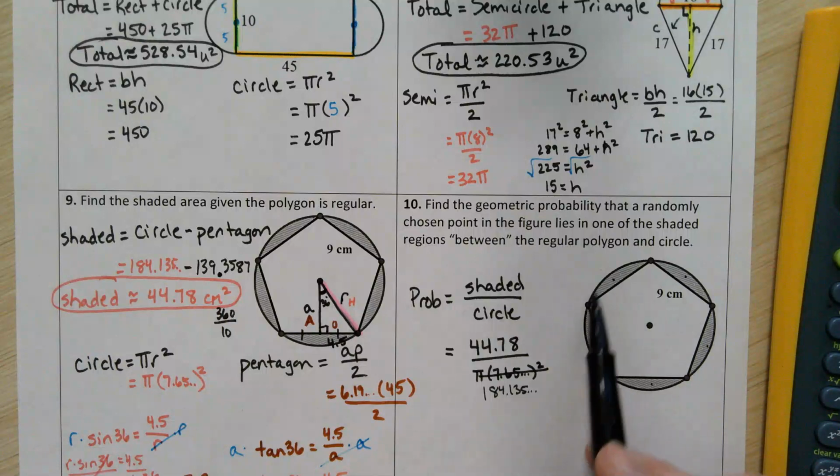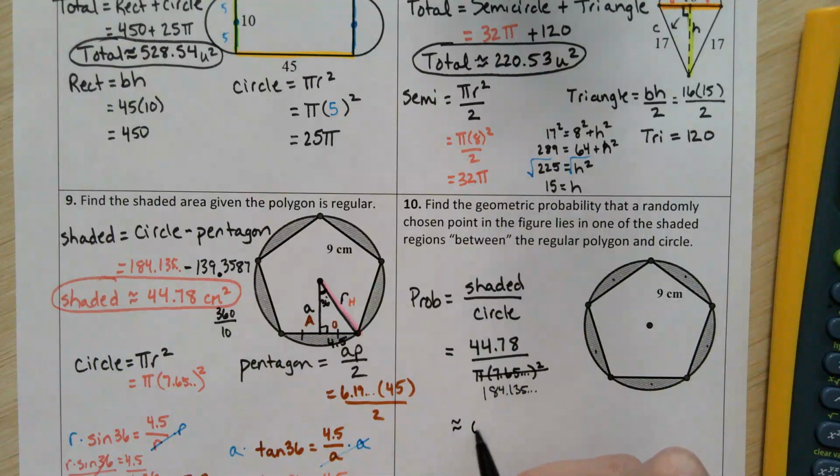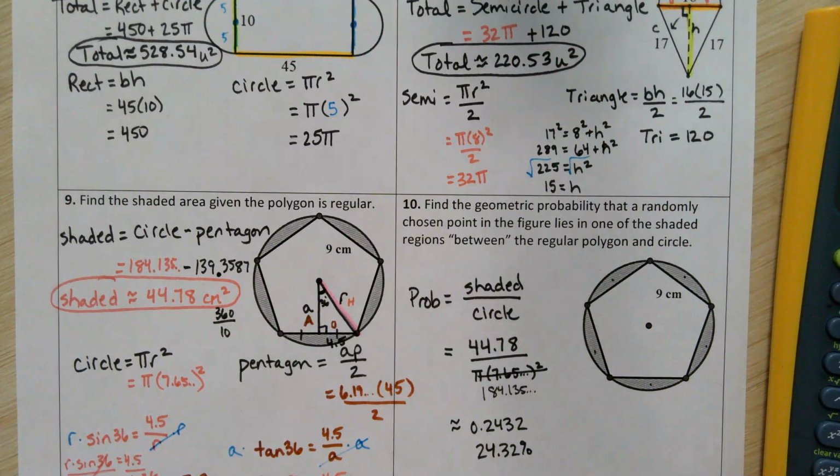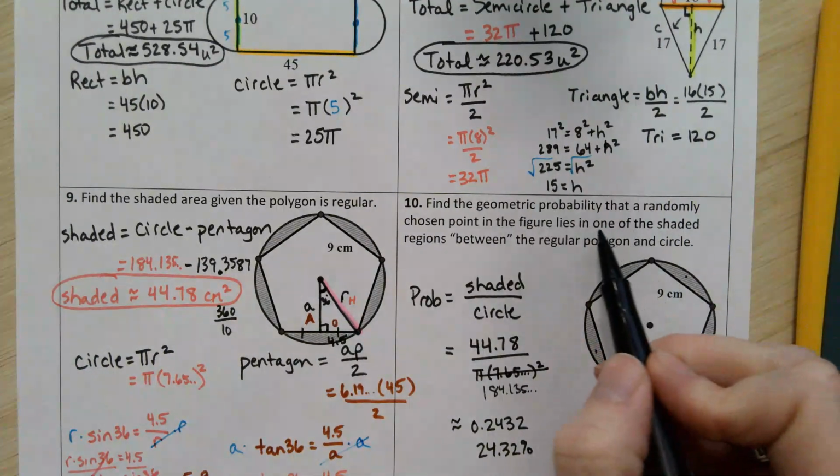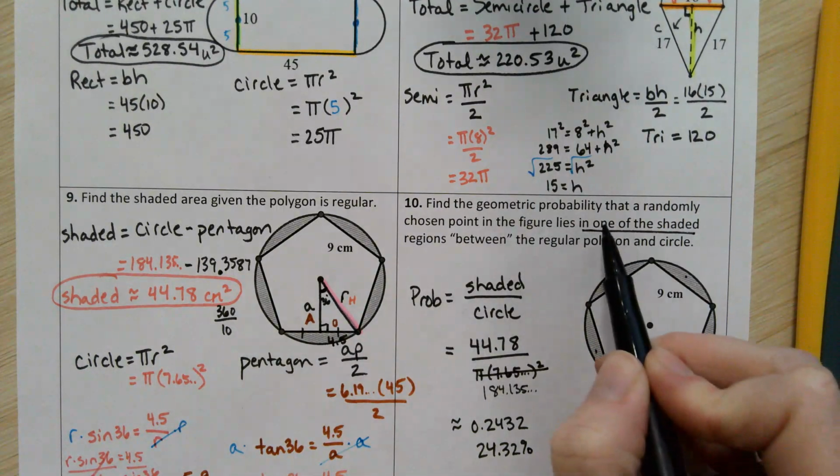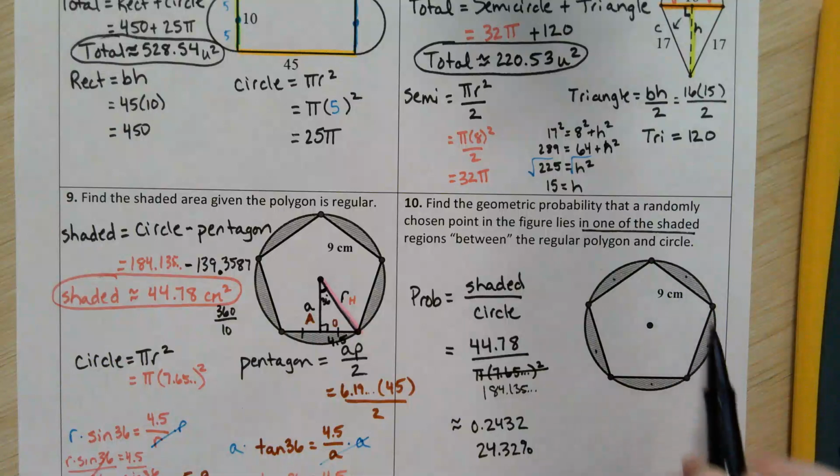Okay, so that would be the probability if they asked us to choose in any of those shaded regions, which might be honestly the way that some people interpret that question. So if so, 0.2432 or 24.32%.